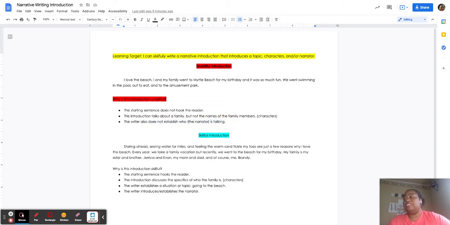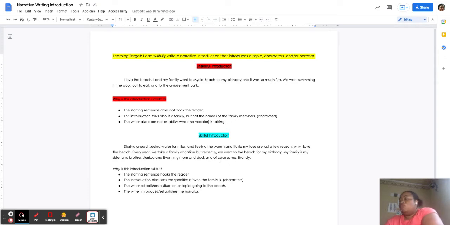The writer also does not establish who is talking. And I put in parentheses here the narrator. Narrator, because remember, the narrator is the person who is telling the story. It just says I. We know that it's written in first person because that's what personal narratives are written in. However, we don't know who is talking. So now let's move on to our skillful introduction.